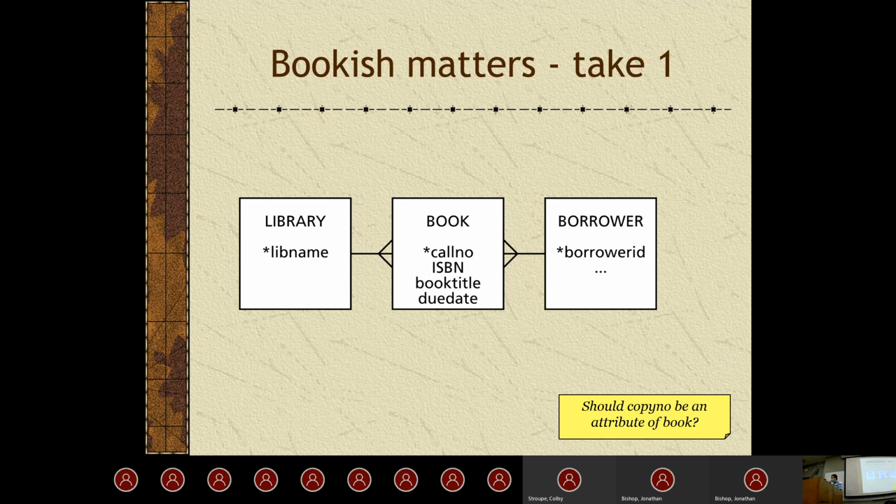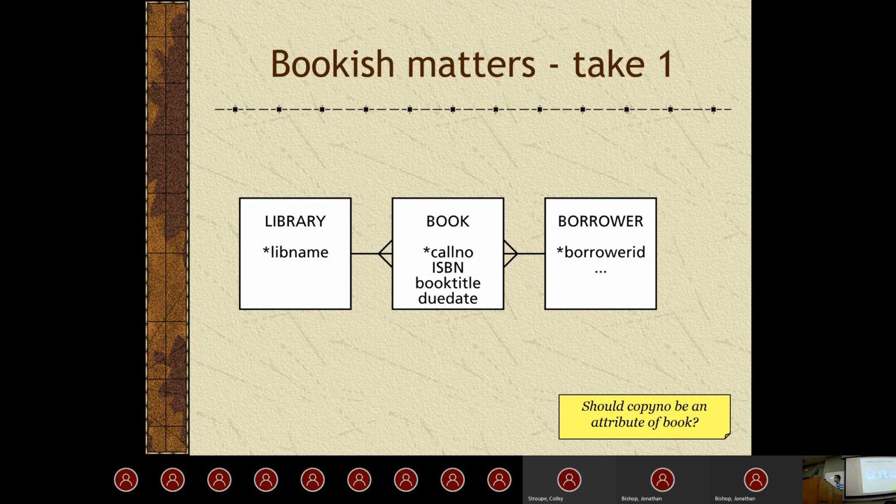I don't really like how the textbook doesn't include the minimum and maximum if it's a one-to-one. I wish it would. We'll see examples of that a little bit later on. But basically, we see that a library has one to many books. And within the book, we have the call number, which is where it is located within the library. We have the ISBN, we have the book title, and the due date.